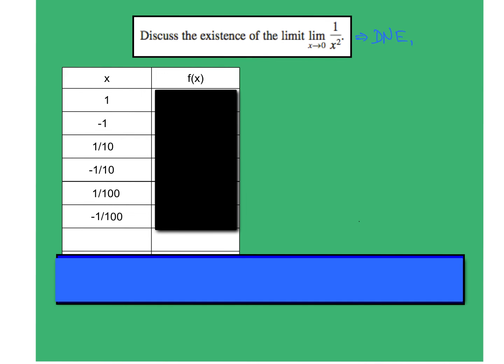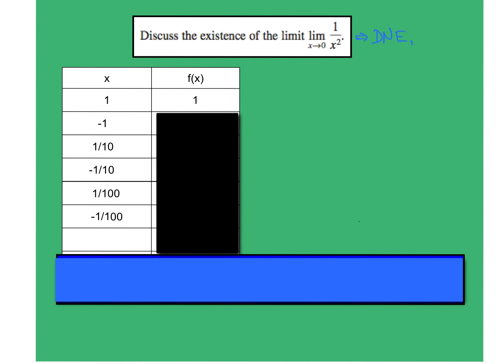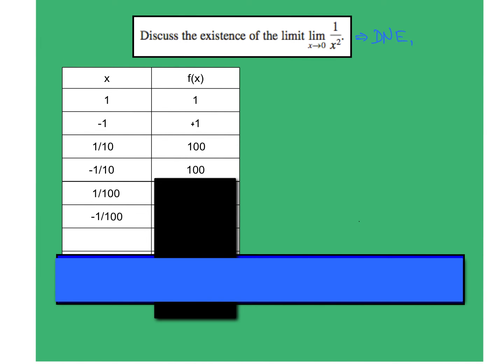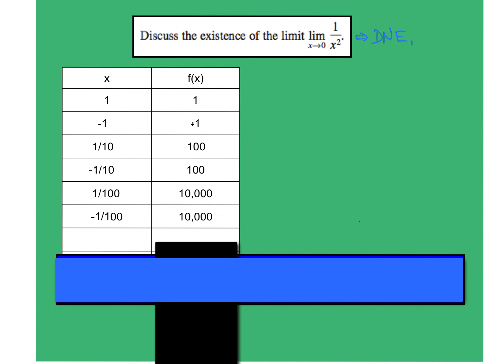So if I substitute in 1, what do I get? 1. If I substitute in -1, what do I get? 1. And then if I substitute in 1/10, what do I get? I'm getting closer to 0. 100. If I substitute in -1/10, I also get 100. Then what happens with 1 over 100? I'm getting closer to 0. 10,000. I get 10,000.